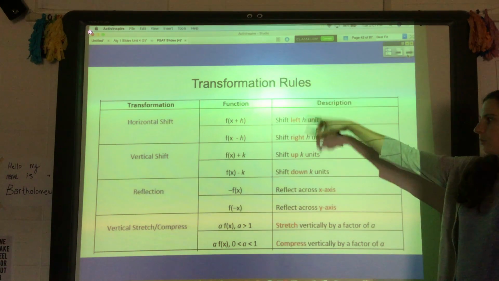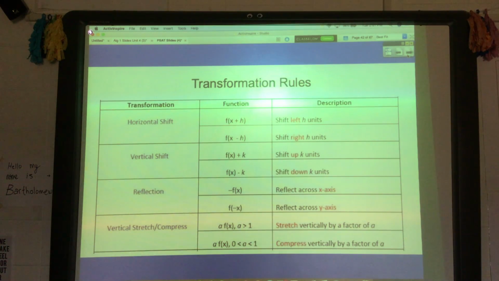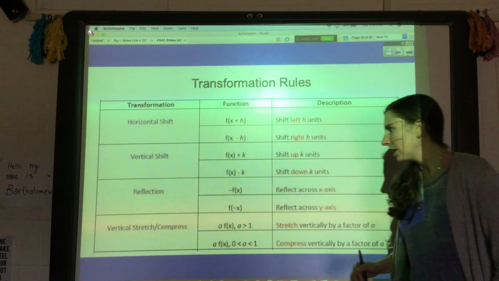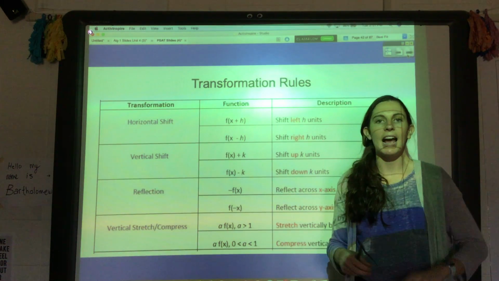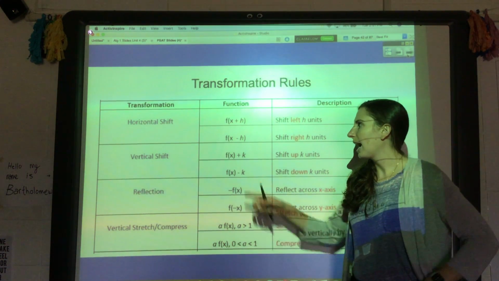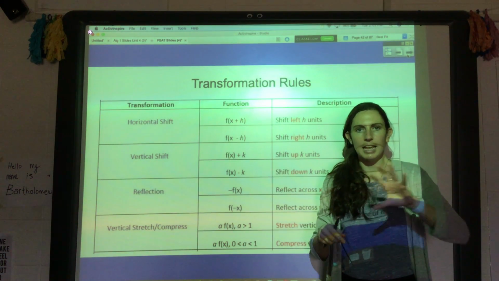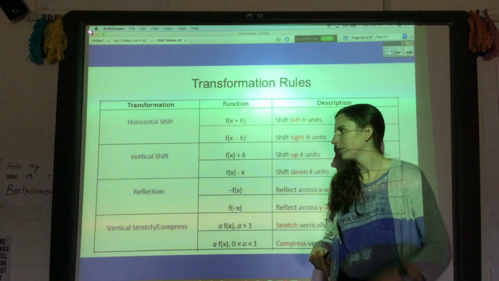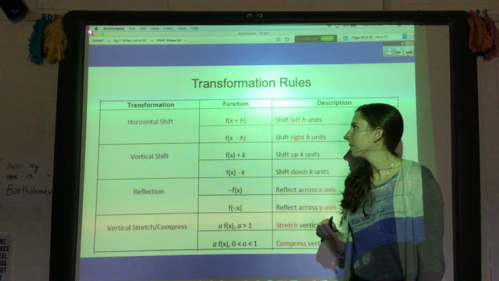All right, while we're talking about functions, let's talk about transformation rules. So if you take a function, you can shift it up, down, left, and right by adding in values. If you add in a number right there with the x, it shifts it in the x direction, so left and right. If you add in a number on the end, it shifts it up and down.